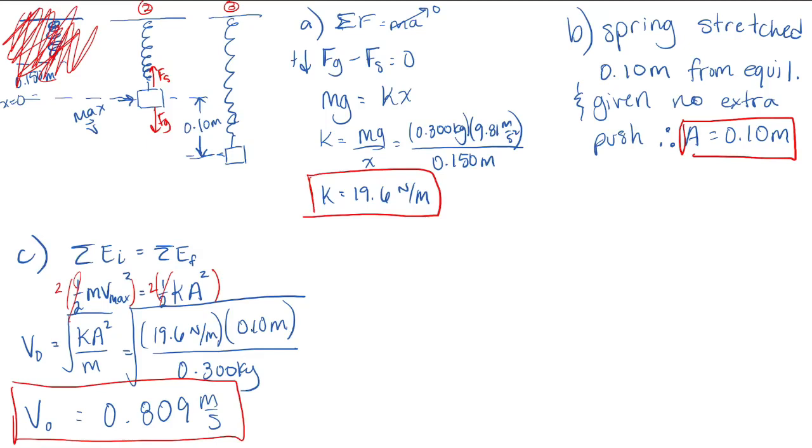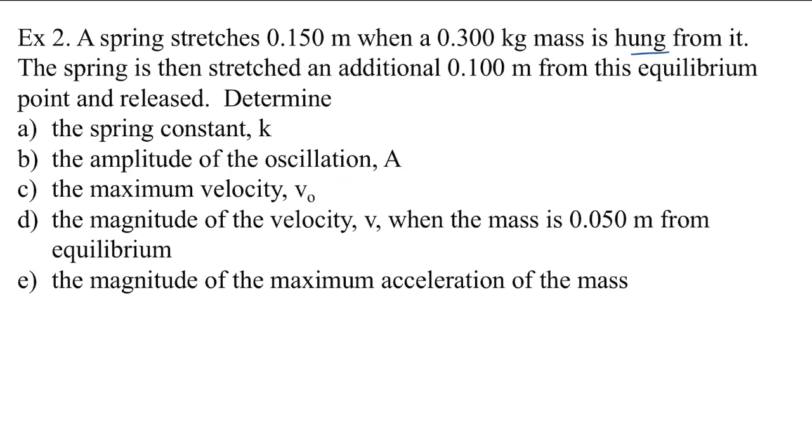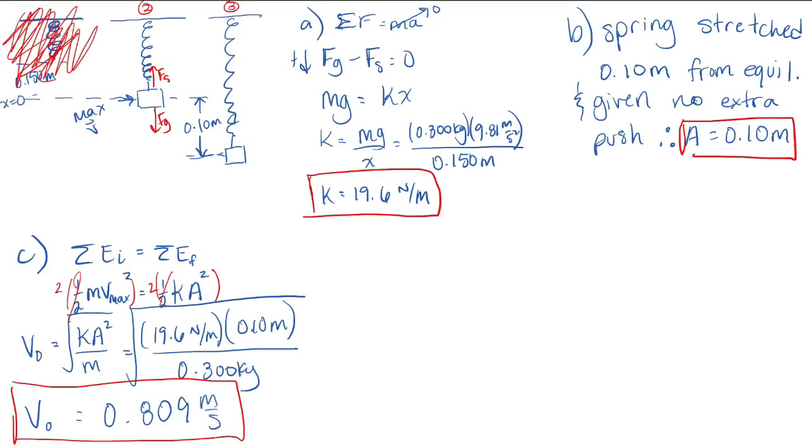It's 10 centimeters. I mean, it's not bad, but not that far. Alrighty, so there we go. We have our maximum speed. Oh my goodness, we still have so much left. What else we got? The magnitude of the velocity when the mass is 0.05 meters from equilibrium. Okay, so is that its amplitude? No, this is somewhere in the middle, isn't it?